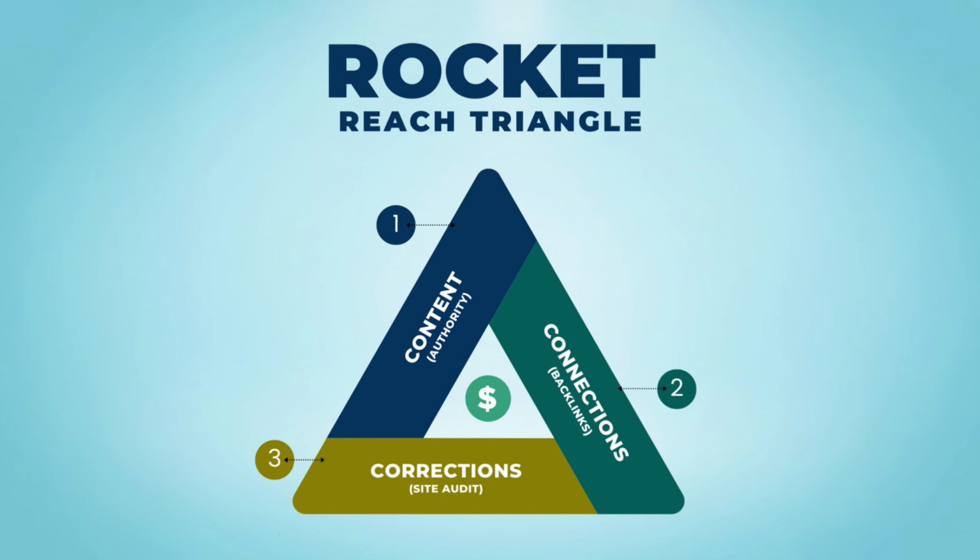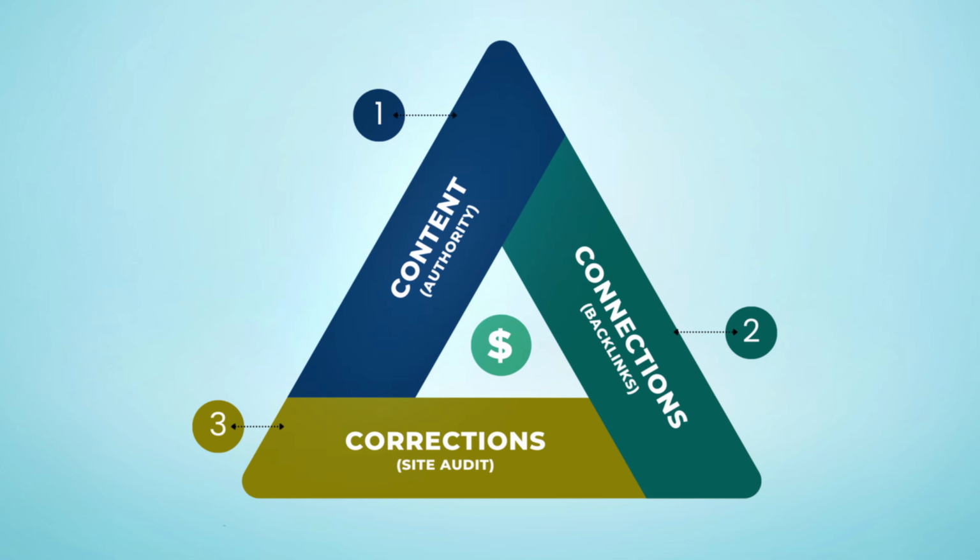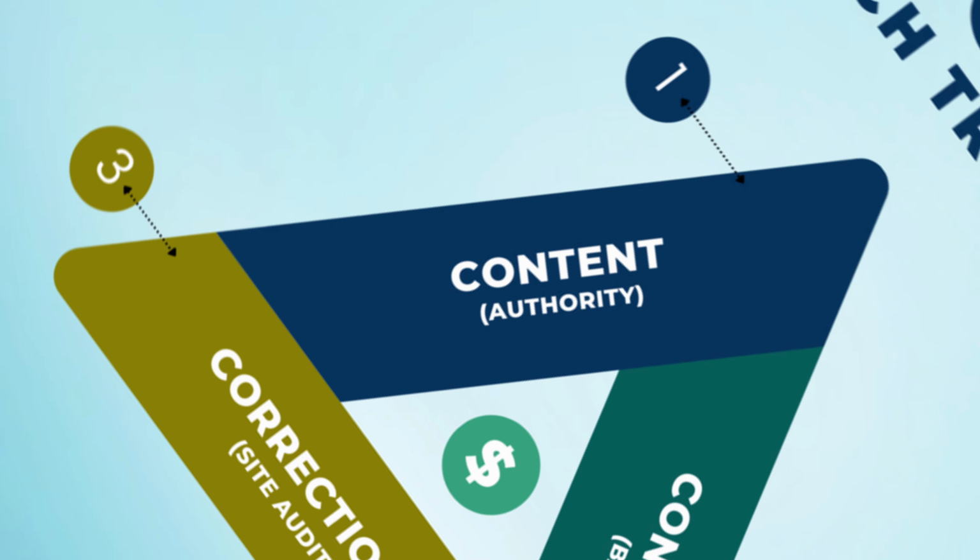To help you do that in a world with AI, we've created a simple framework called the Rocket Reach Triangle. You just need to implement the 3 C's: content, connections, and corrections. Content is what's on your website. Your audience sees it, Google sees it, and so do LLMs like ChatGPT. While keywords still matter, your content must position your brand as the go-to expert in your space.